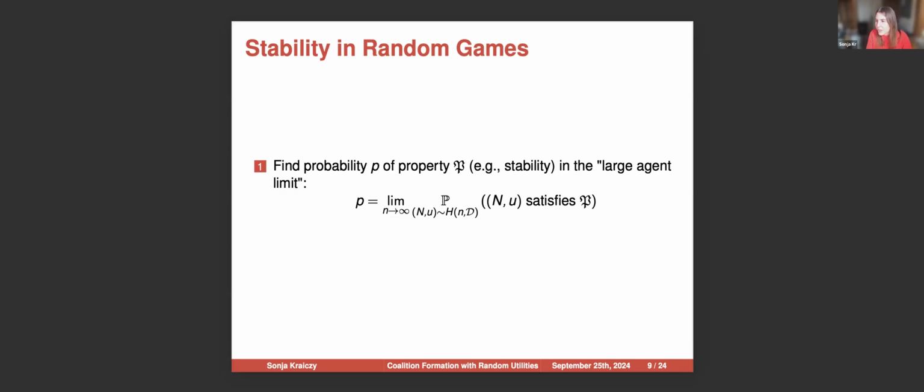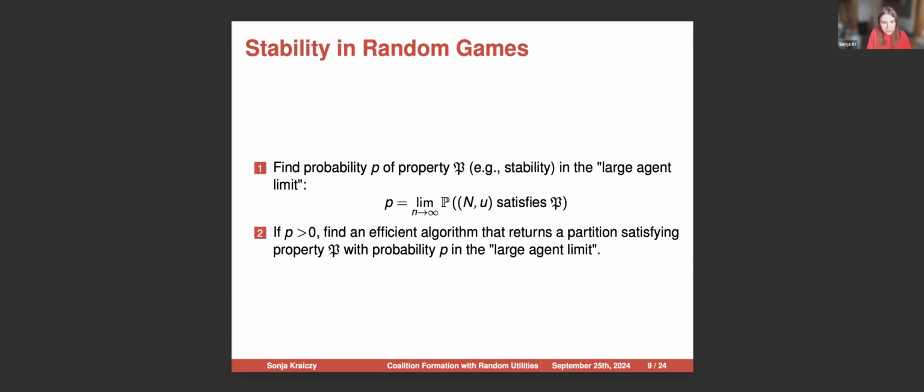Is it 1? Is it 0? Is it some constant in between, right? I will omit this underscript for the sampling, and whenever you see this, it means that N comma u is being sampled from the random hedonic game model, where the distribution under consideration is the symmetric uniform distribution. And if we do find a positive result for this probability, as I said before, we also care about efficient algorithms. Ideally, we'd want an algorithm, efficient in terms of n, the number of agents, that with high probability returns a partition that satisfies the property of interest in the large agent limit.